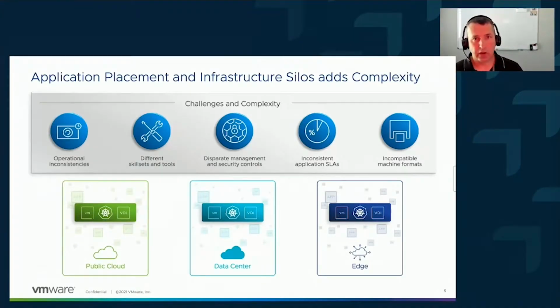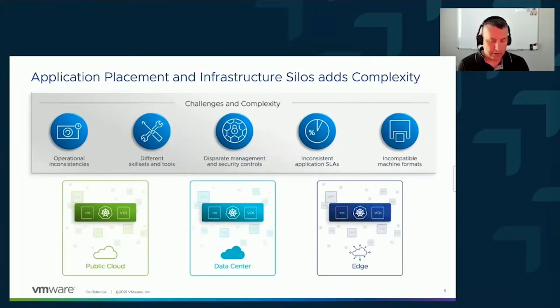Features and capabilities in terms of providing availability and security may not be available the same in all the different places. If you're running VMware in your data center, but you're running a different hypervisor in the public cloud, that's going to affect your ability to move things around, because of the different incompatible hypervisor formats.